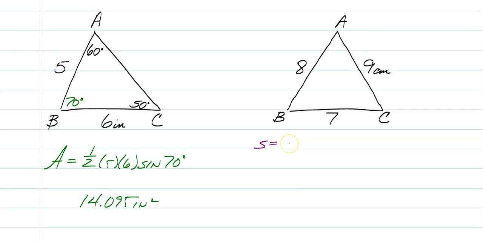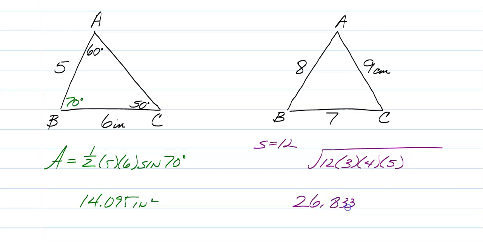And in the last example over here, your side example, the first thing you had to do is find s. s is half of 9 plus 8 plus 7, and you would end up with 12. Then all you had to do is take the square root of 12 times 12 minus 9, 12 minus 8, and 12 minus 7. Type that in your graphing calculator and you get 26.833 centimeters squared. All right, that's it for area of a triangle.